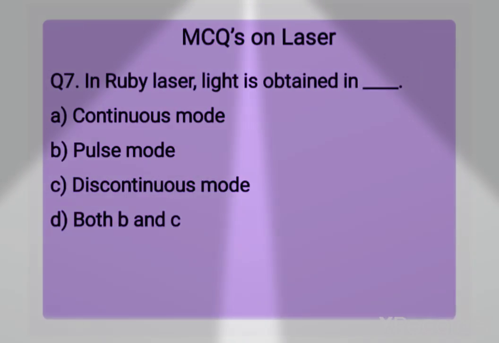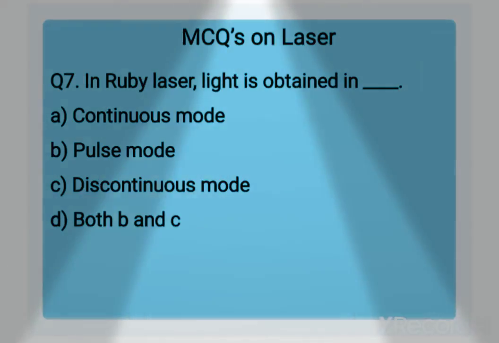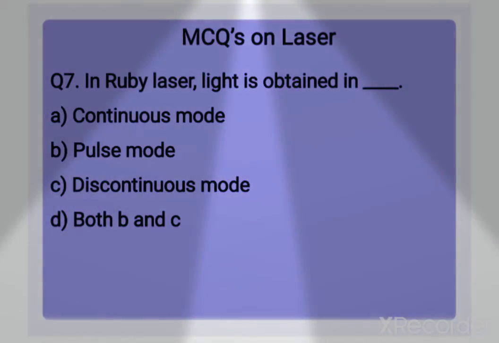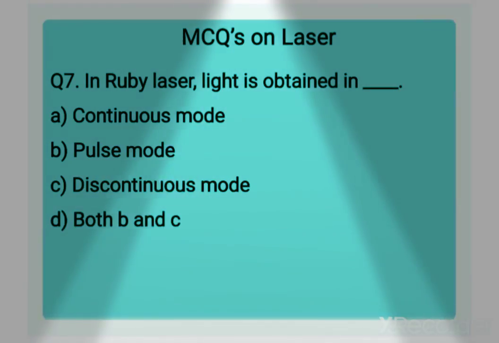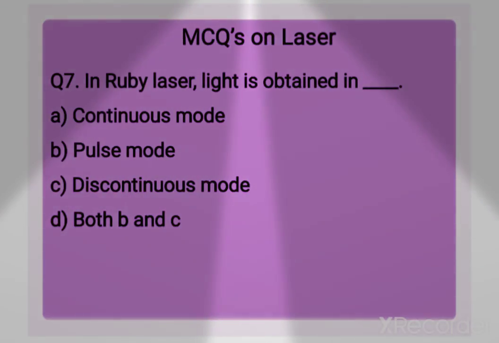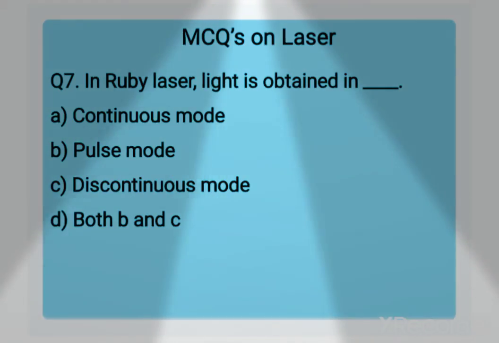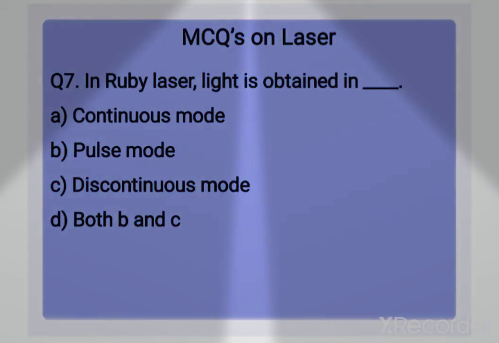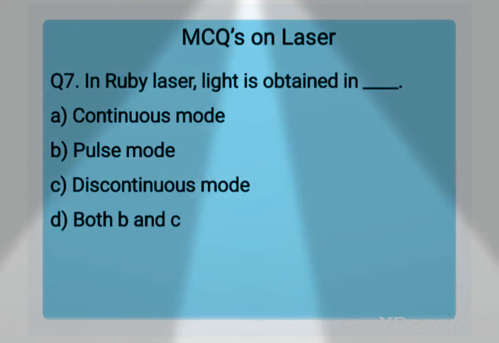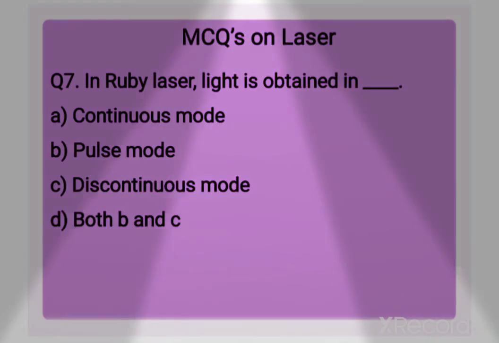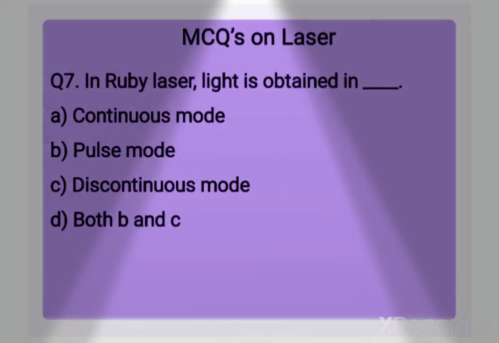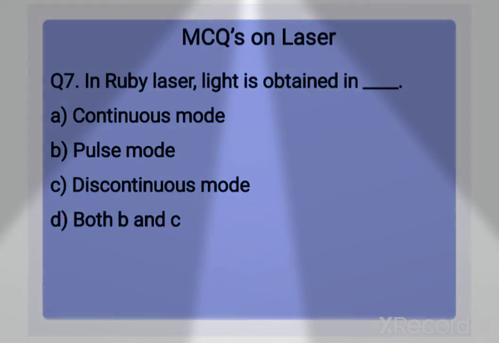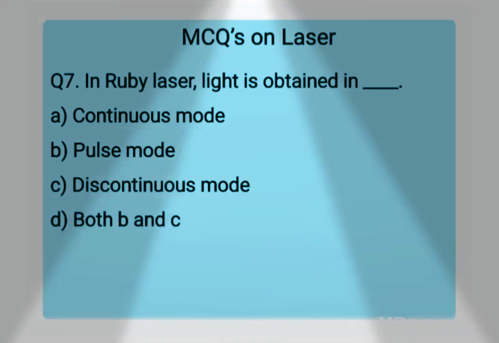Question number 7: in ruby laser, in which mode is light obtained? Ruby laser uses a 3-level pumping scheme, and in the 3-level pumping scheme, light is obtained in the form of pulse mode, or we can say discontinuous mode. So the answer to this question is both pulse mode and discontinuous mode. That means option D is correct, both B and C.